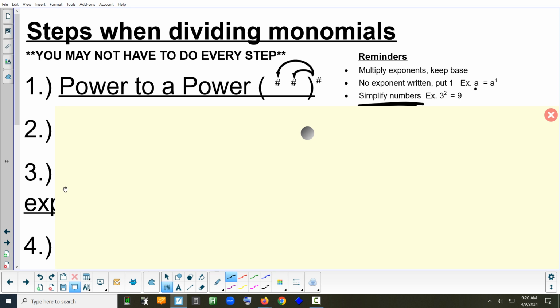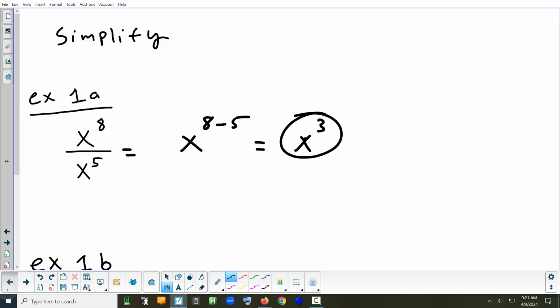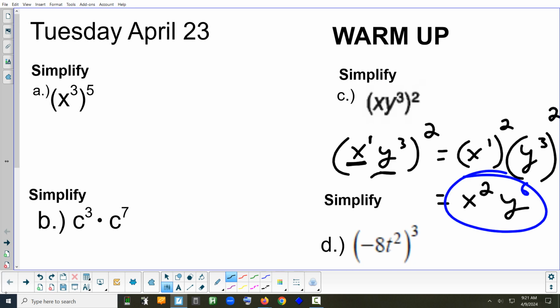Okay, so rule number 1. The first rule that you always do, if it comes up in the problem, is the power to a power. Remember, that's where you're taking that exponent on the outside and you're distributing it to each exponent on the inside. So rule number 1 is just like this problem we did in the warm-up. Right here. That's rule number 1. Applying that exponent to each exponent on the inside.